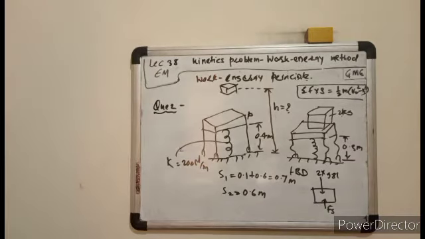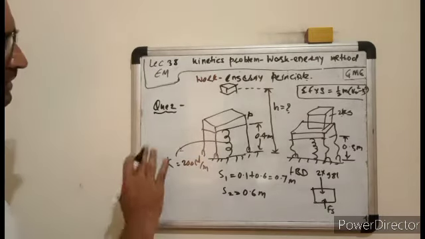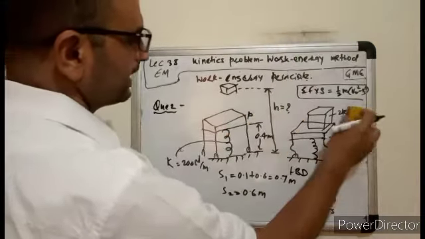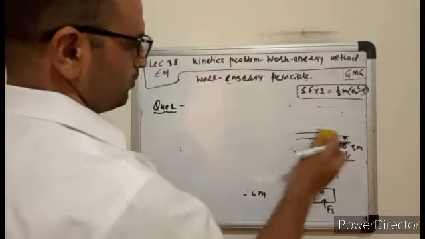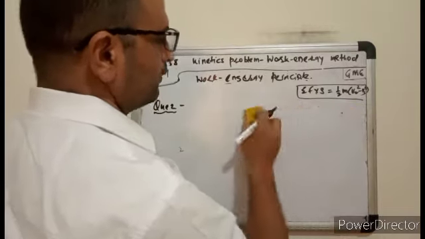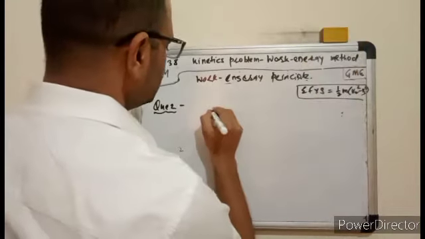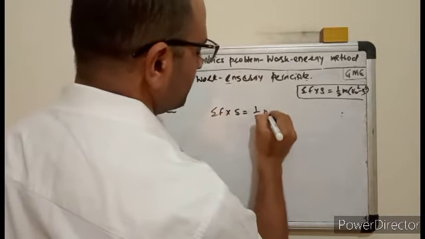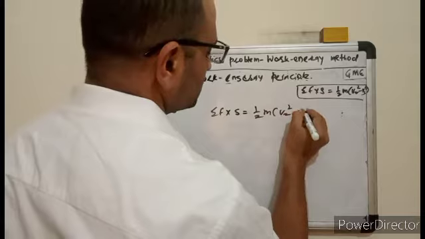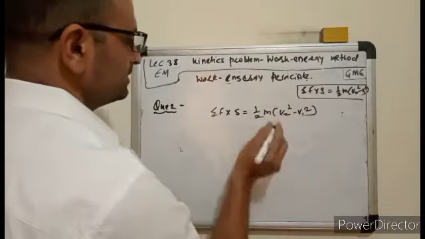Now, I don't have place, so I'll rub this. I think you guys have taken this. Now I'll first write down the work energy principle. What is the work energy principle? Summation of F into S is equal to half m, v2 square minus v1 square. This is the work energy principle.